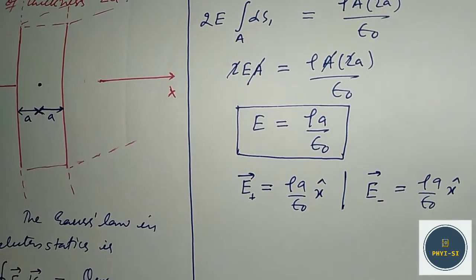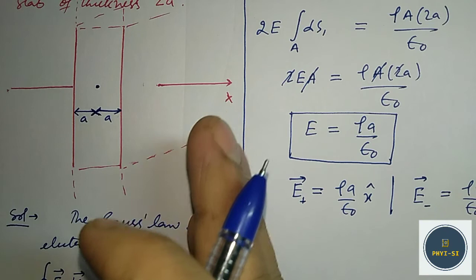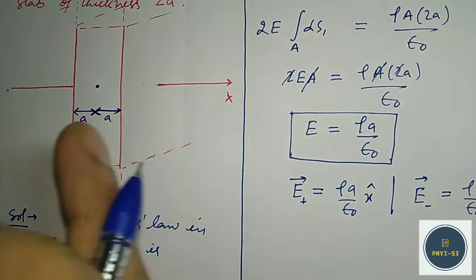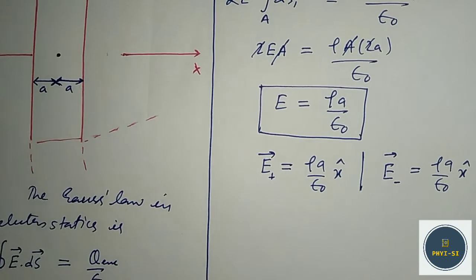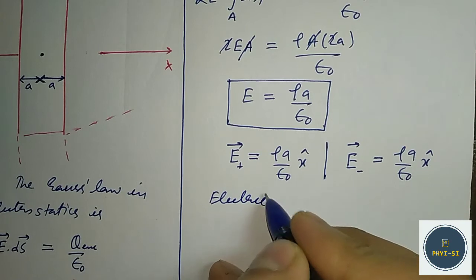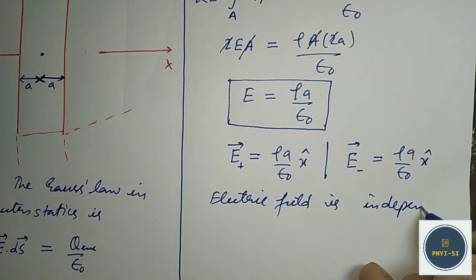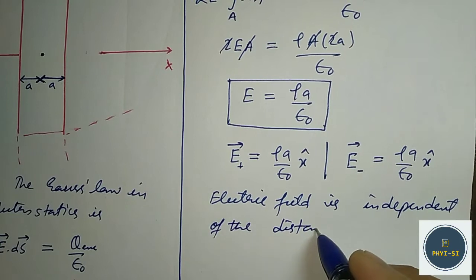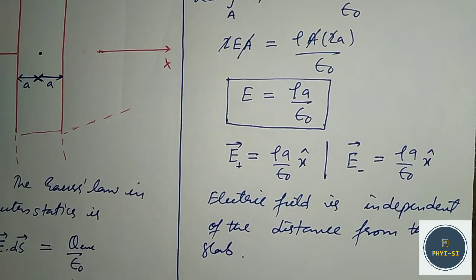So outside the slab, the electric field is constant wherever you go, in this direction or in the negative direction. It is independent of the distance from the slab. So I can write: electric field is independent of the distance from the slab.